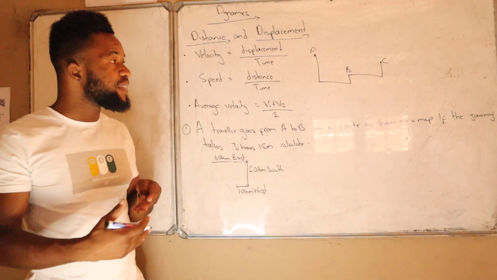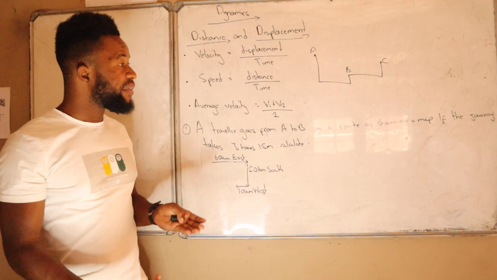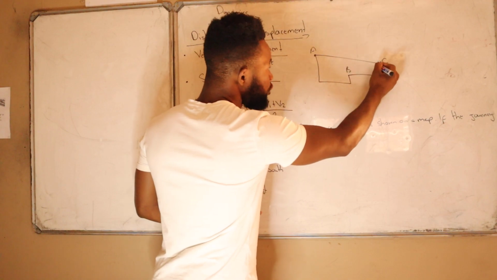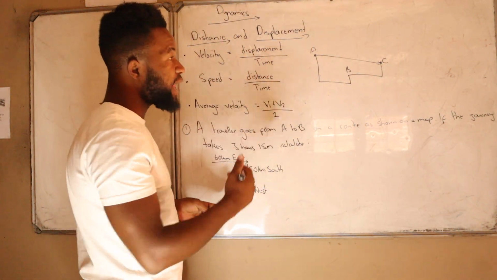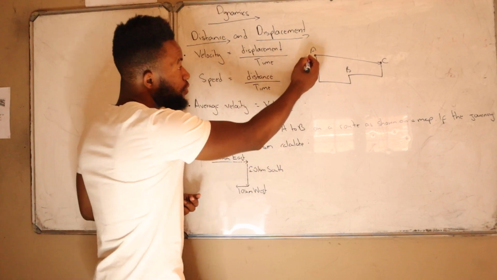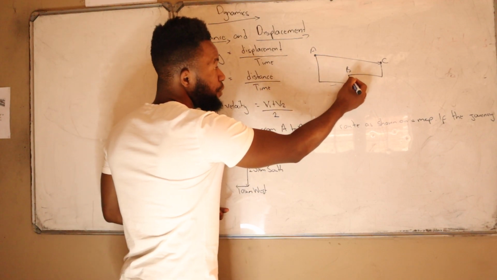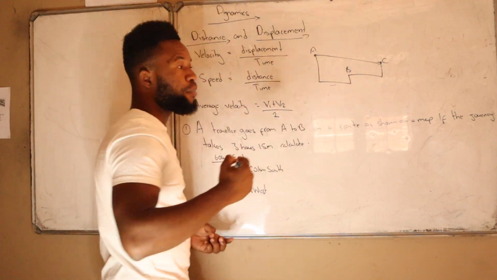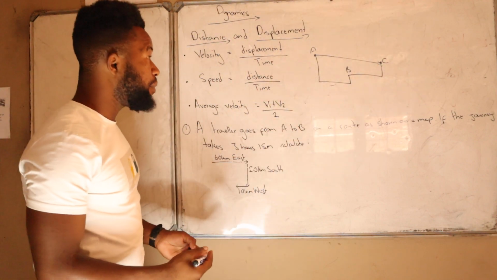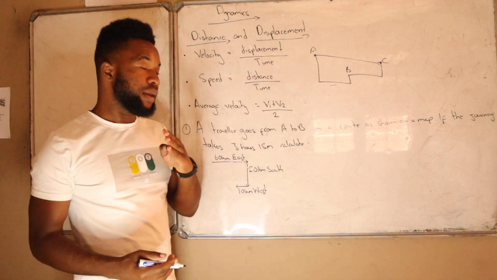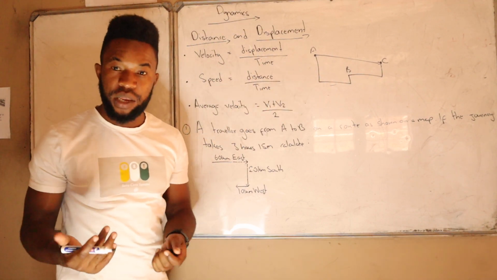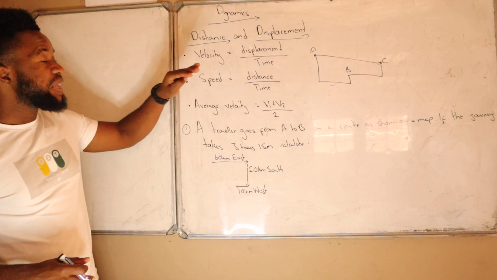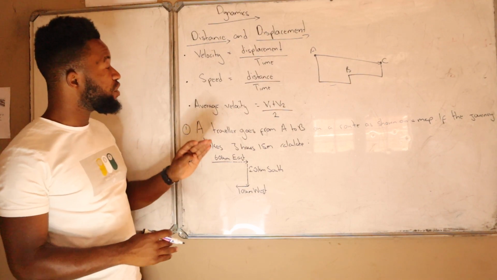A displacement is just a straight line distance. For example, you're supposed to just go straight from this point to this point. So whenever you're moving a distance, you move from point A to point B to point C, but the displacement is just the straight line that you're supposed to travel. It can also be measured in meters per second, or kilometers per hour, depending on your question.